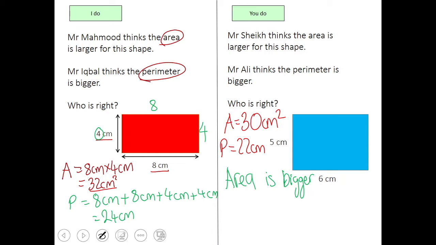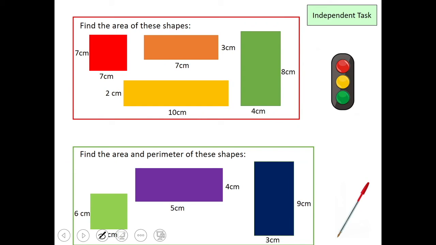The area is bigger. So now, what I want you to do for the independent task is take 3 shapes from the top and 2 shapes from the bottom. So on the top, all it is asking you is to work out the area. So what I want you to do is draw the shape on a piece of paper, write down the measurements and work out the area. The bottom questions are asking you to work out the perimeter and the area. So likewise, draw the shape and their measurements and work out the answer.